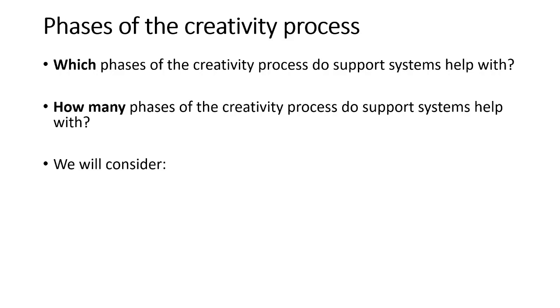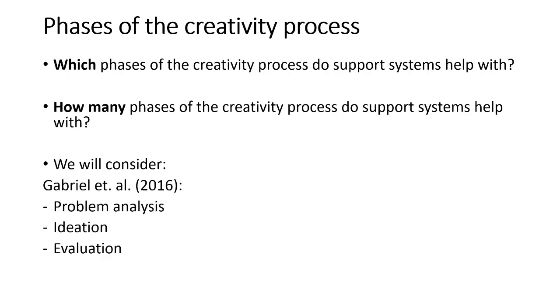So in order to do this, we're going to consider 2 very recent and comprehensive literature reviews on this topic. First, we're going to consider one that was done by Gabriel et al. in 2016. Now, in this study, they broke down the creativity process into 3 stages: problem analysis, ideation, and evaluation. Now, we can try and argue whether it should be broken down into 3 or more stages, but we're going to consider it as it is presented in this paper.